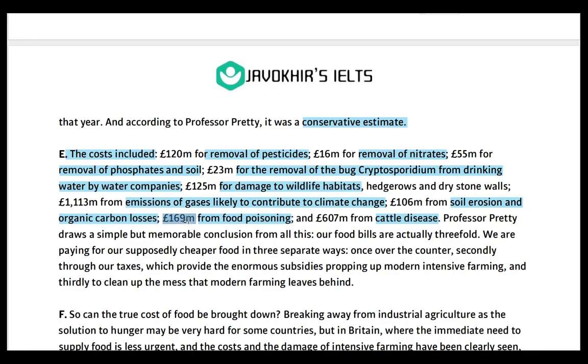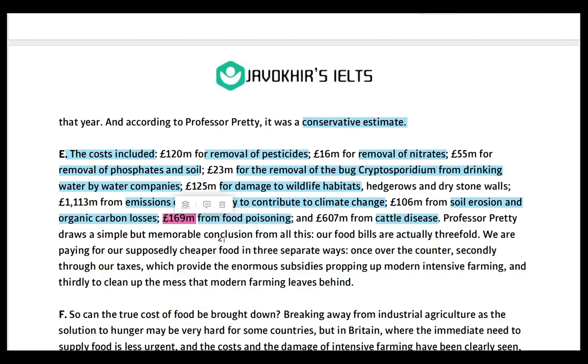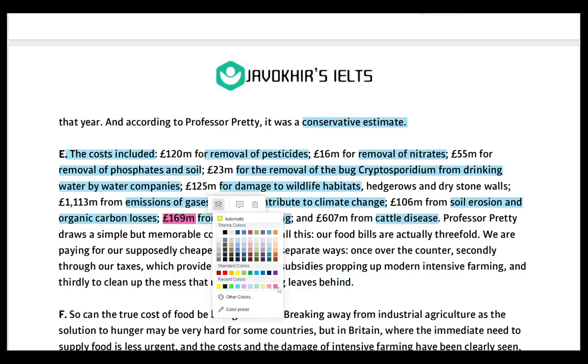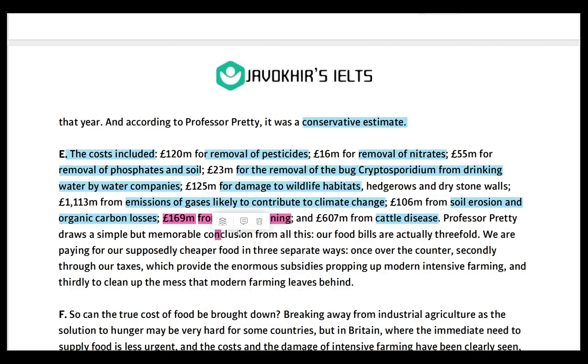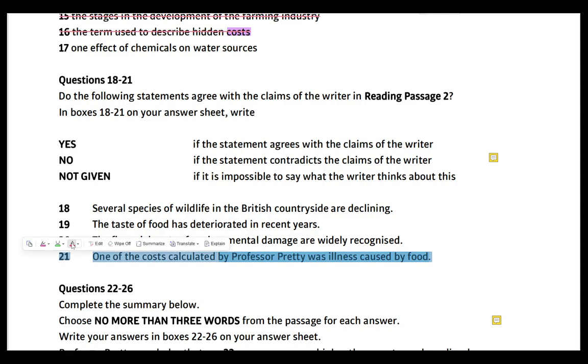So I'm going to choose a different color for that, let's say a pink color would be suitable for us. 169 million pounds from food poisoning. So basically, we can infer from that that the answer for question 21 is going to be yes, right? So we're going to remove that, and remove this one so that we won't really have to concentrate on it.